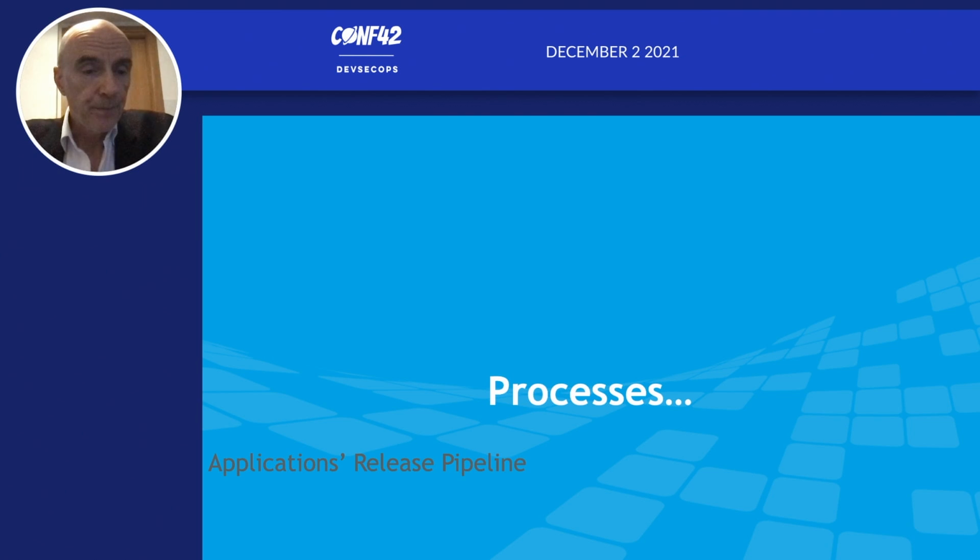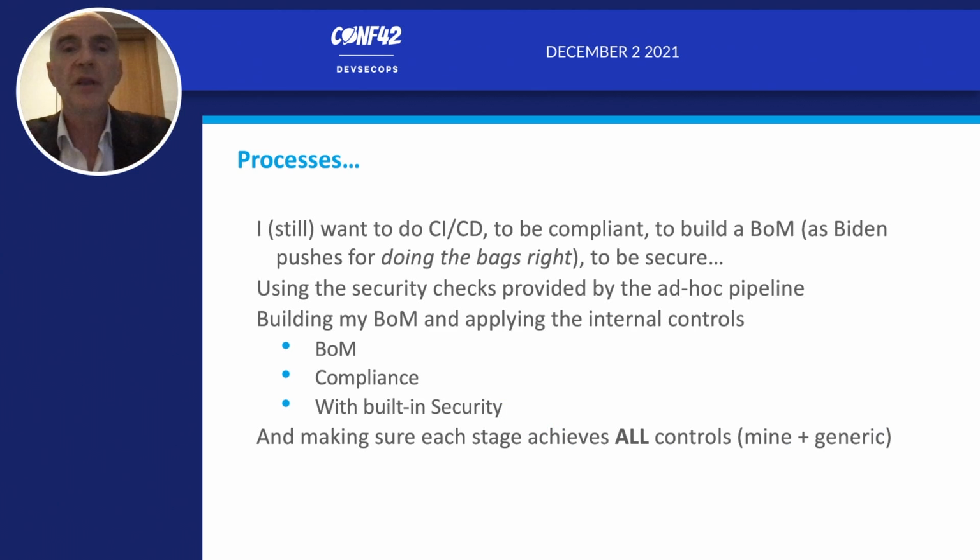So my security pipeline will be used by an application pipeline. Remember, I am the application. So once more, I still want to do CI/CD. I want to be compliant. I want to build my bill of material, using the security checks that have been defined over there, and building my BOM and applying the internal controls for compliance and with built-in security.